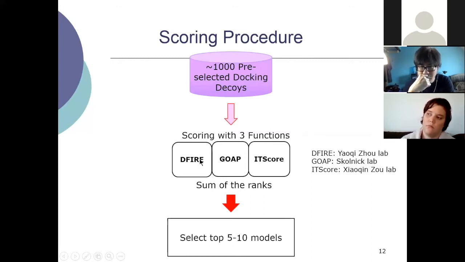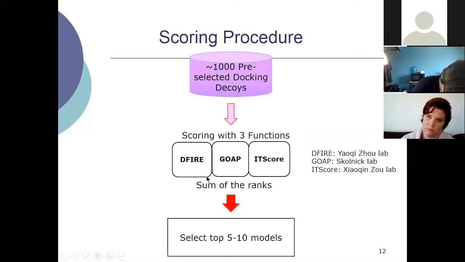So what we did was we ranked the models based on these three scoring functions separately first, and then aggregated the ranking from each of these three functions by computing the sum of the ranks.